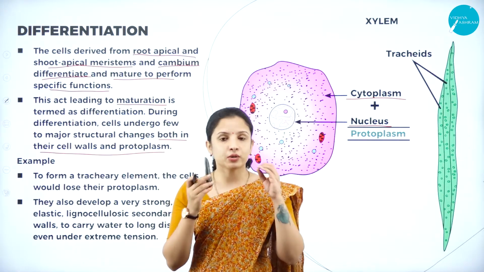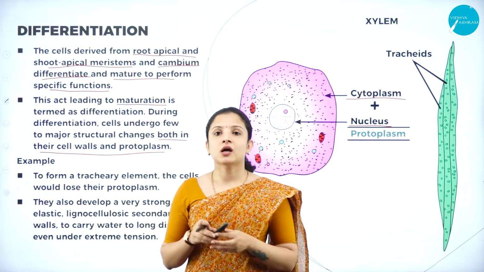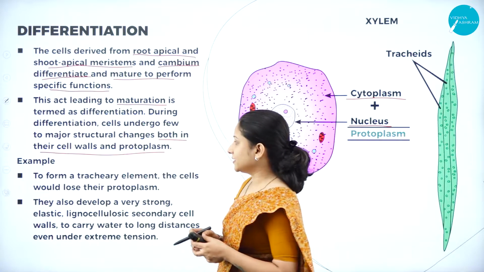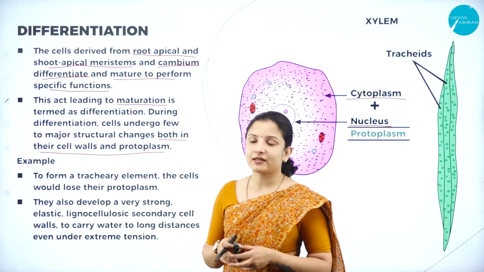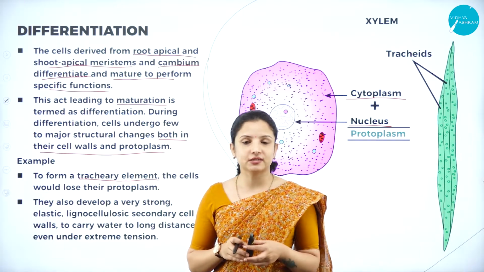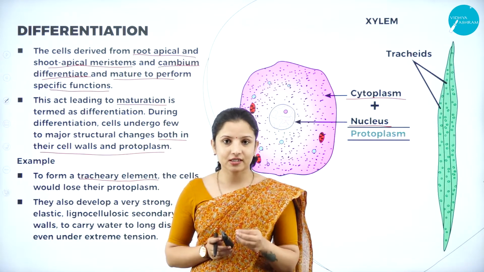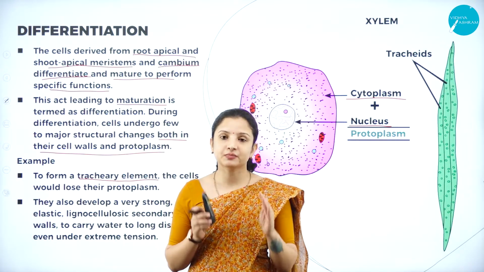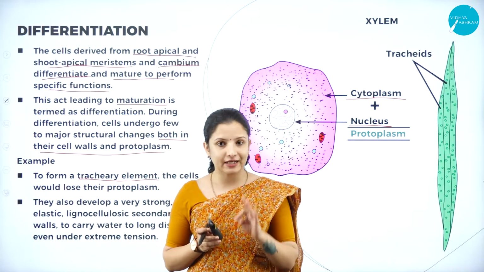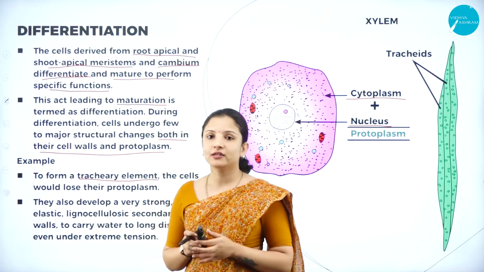The meristematic cells which have divided are structurally changing in terms of both the cell walls as well as the protoplasm. The best example that we can take is the tracheary elements that are present in the xylem. We know that the xylem, which is a water conducting tissue, is made up of different types of components such as the sieve tubes, the xylem vessels, the tracheary elements, the xylem parenchyma and all that, right?